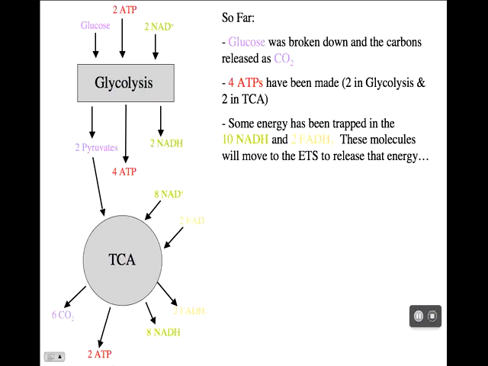Now what we haven't talked about yet, but we're going to do now, is these other molecules. This NADH that was made in glycolysis and the NADH that was made in the TCA and these FADH2s. Turns out that some energy has been trapped in this NADH and FADH2, and the NADH and FADH2 are going to move on to the next step, the electron transport system, in order to release that energy.